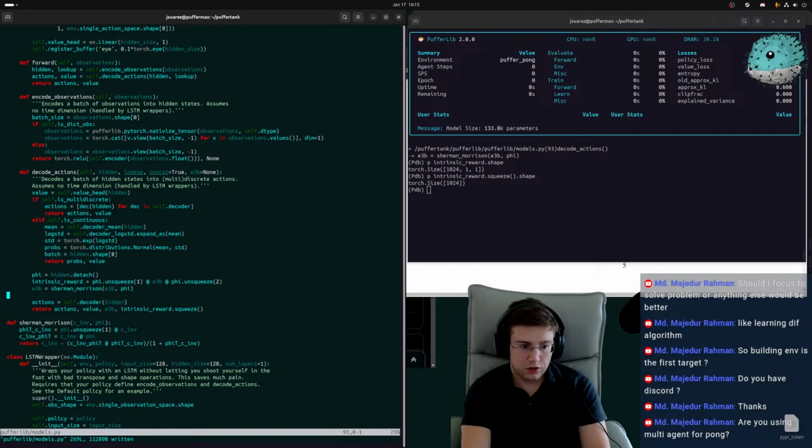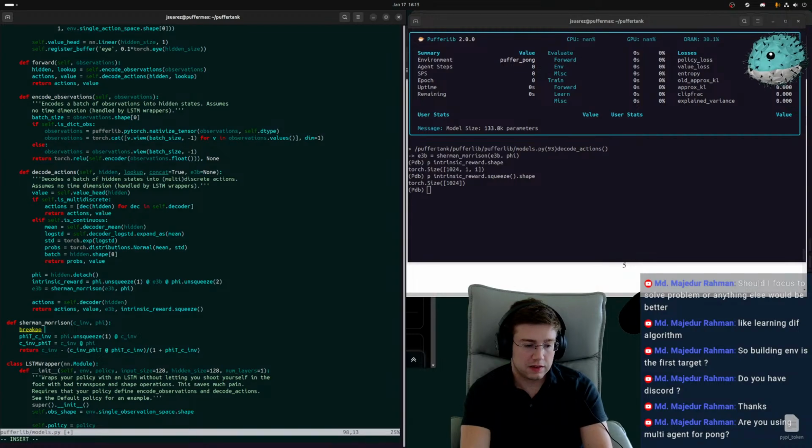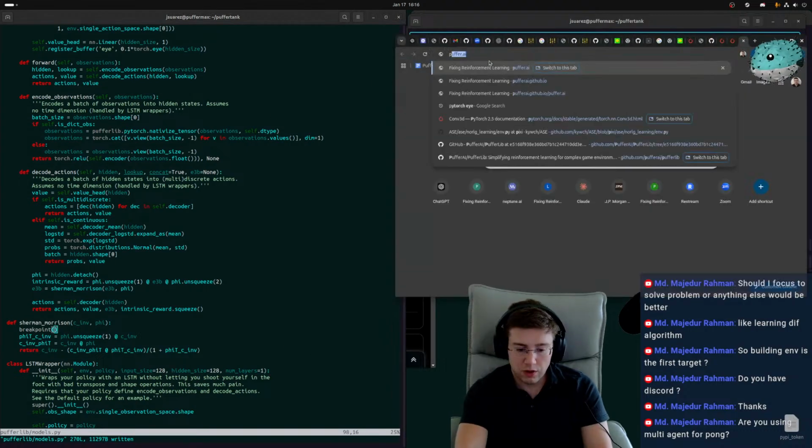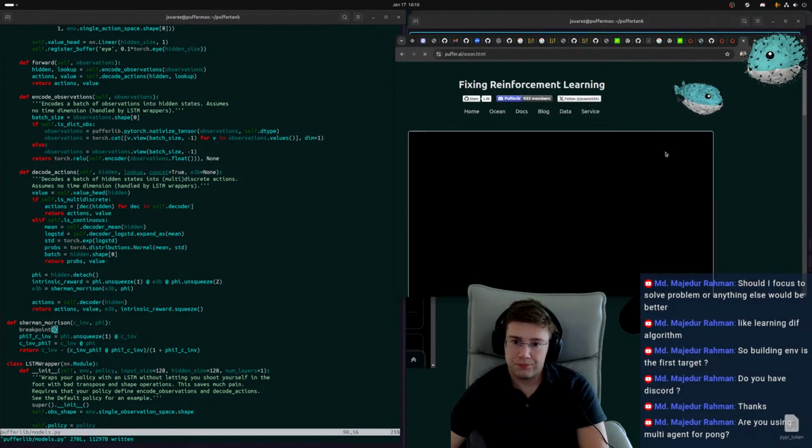Okay, that's pretty good. Are you using multi-agent for Pong? No, Pong is single agent. It's like the original Atari game. The opponent is a scripted bot. We do have multi-agent environments though. We've got lots of them.